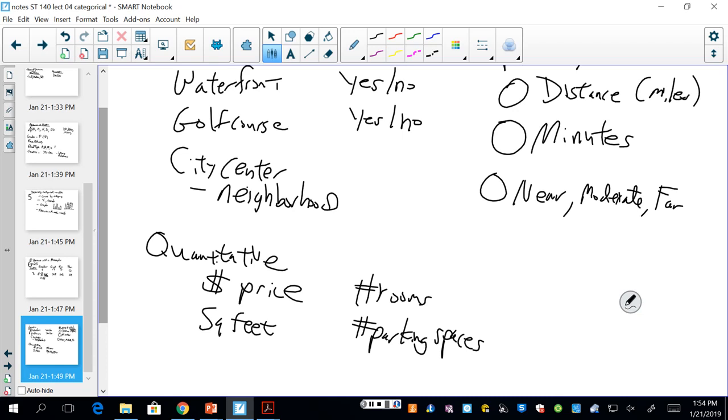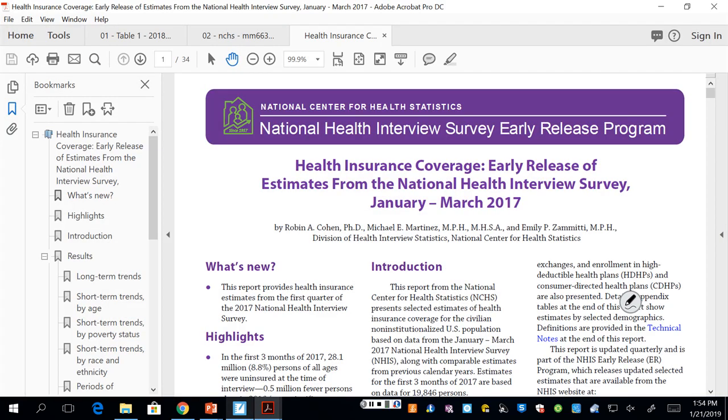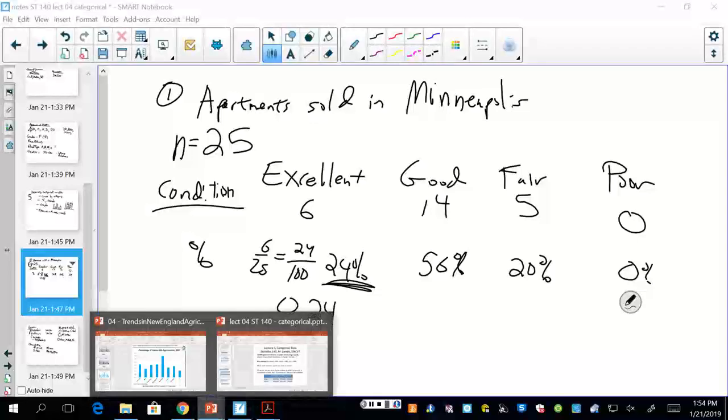And one possibility is to look at any of these variables by this excellent, good, fair, poor condition. Are there any differences on any of these other variables within those categories? What makes an excellent apartment, right? Excellent. And so we have a handout.